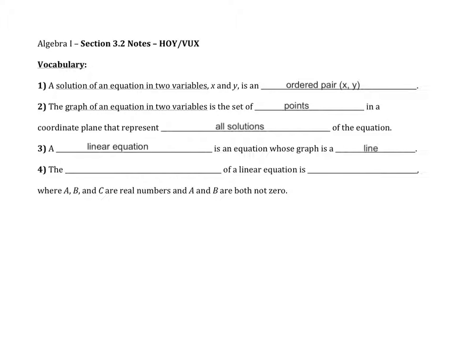And our last vocabulary word, the standard form of a linear equation is ax plus by equals c, where a, b, and c are real numbers, meaning not imaginary numbers, which we have never even covered. So a, b, and c can be any number, and a and b are both non-zero, because if a was equal to 0, then your x term would go away. If b was equal to 0, then your y term would go away. So again, this is the standard form of a linear equation.